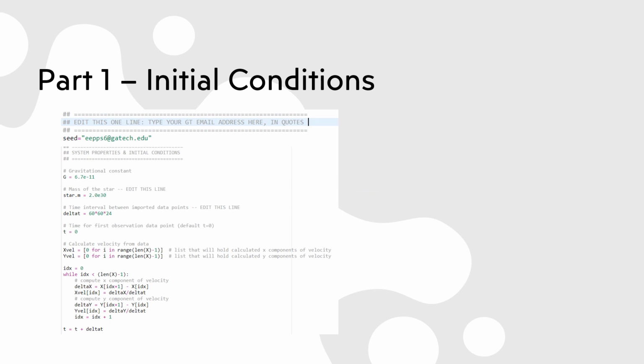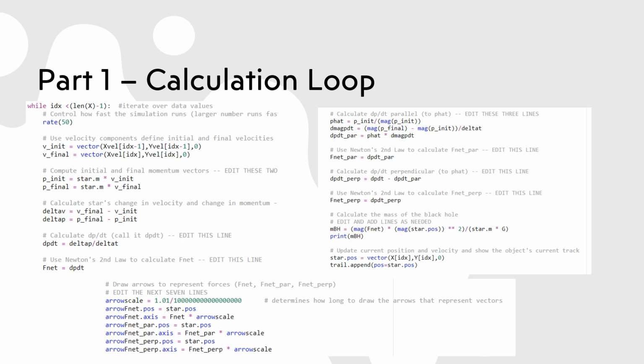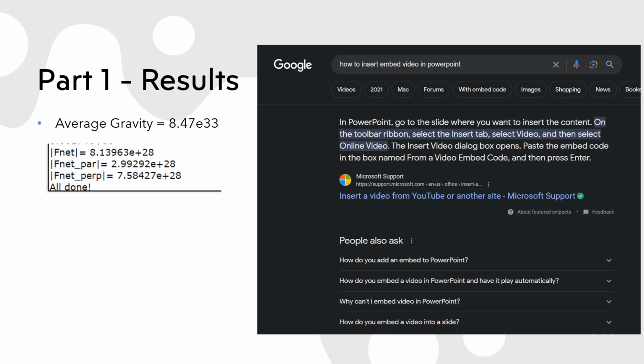These are the initial conditions for part one. The key things here are the gravitational constant and the mass of the star. And then we see here how we use that. Here we are setting up or defining variables for momentum, time, and velocity so that we can say the net force is the total change in momentum over time, and then we split those up into parallel and perpendicular components here. And these are the arrows that give us this result.